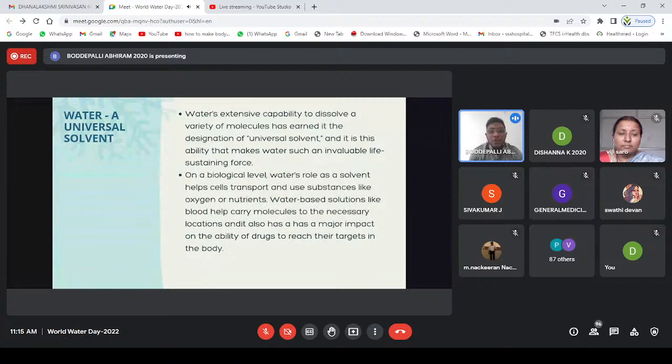So water, a universal solvent. Why is it important? Water has an extensive capability to dissolve a variety of molecules and transport them. This is what makes it an invaluable life-sustaining force. On a biological level, this importance is illustrated by transportation of substances like oxygen and nutrients. Water-based solutions like blood, CSF, and others help carry molecules to necessary locations. It also plays a major role in transportation of drugs to various targets and helping in treatment of diseases.